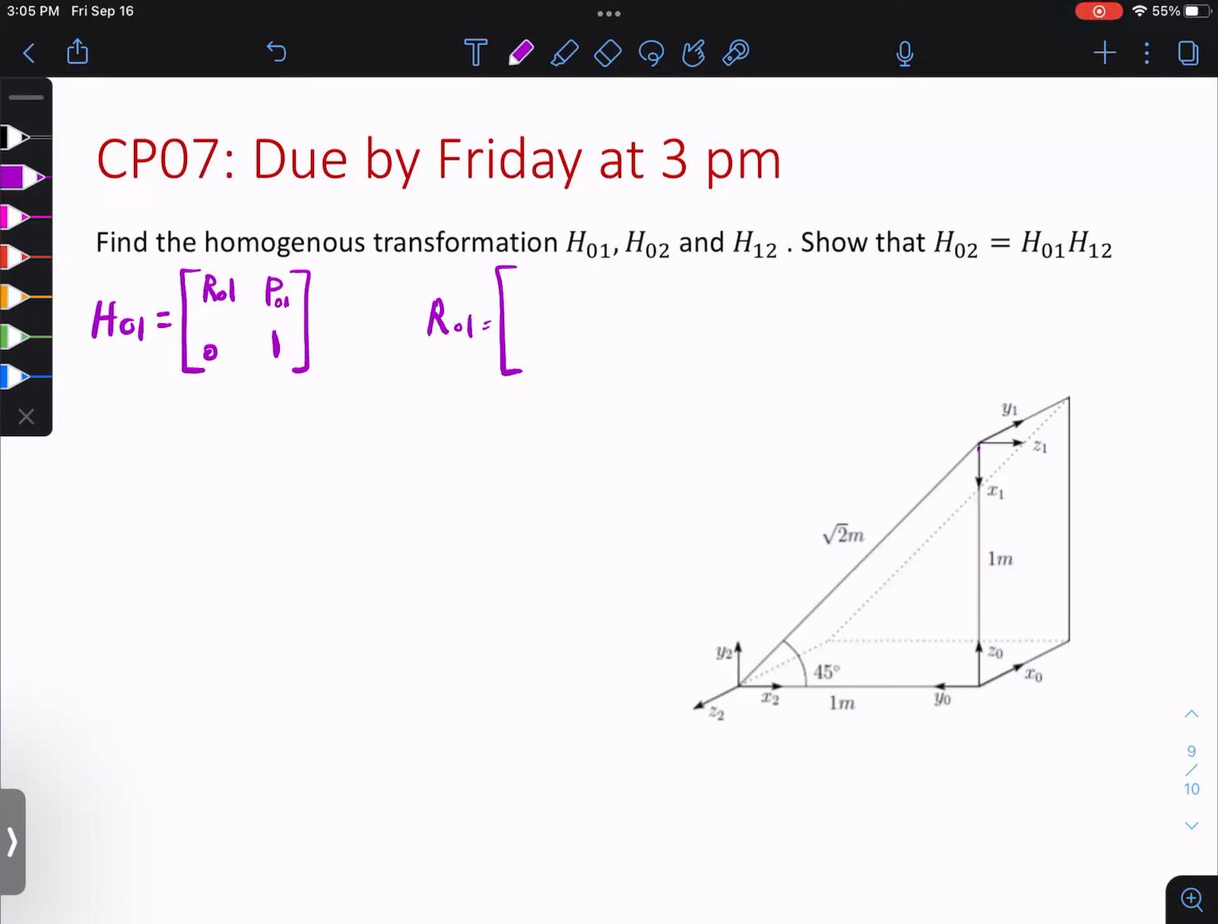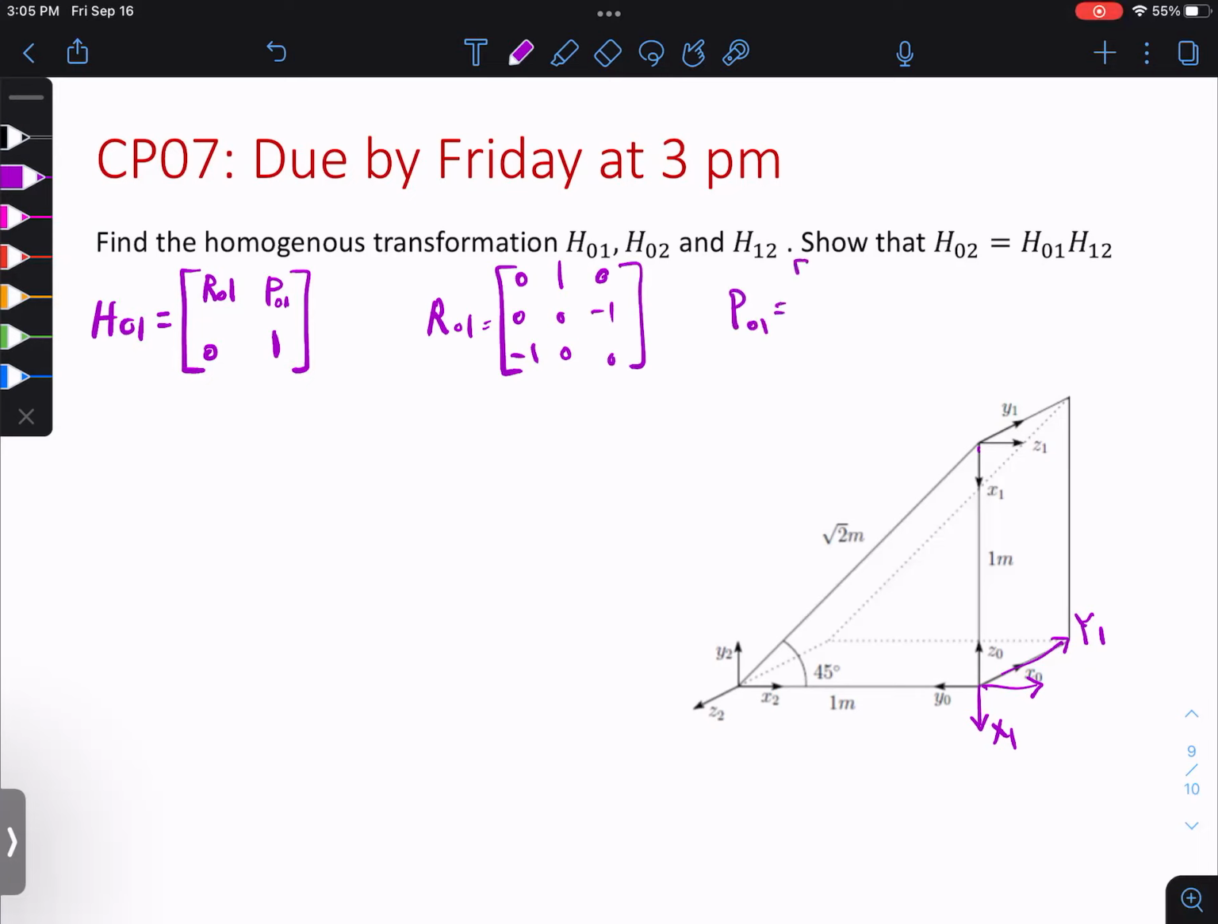But right now it's super easy to say, okay, this is X1. So X1 has 0 component in X0 direction, 0 component in Y0 direction, and -1 in Z0 direction. Then if this is your Y1, so I'm bringing the axis down to just show you how I'm doing it. So 0, sorry, this is 1, then 0 and 0, and then for Z1 is going to be 0, -1, 0. So that is your R01.